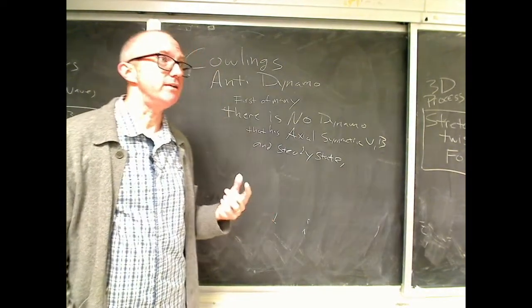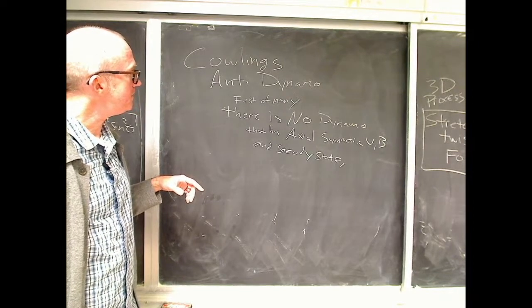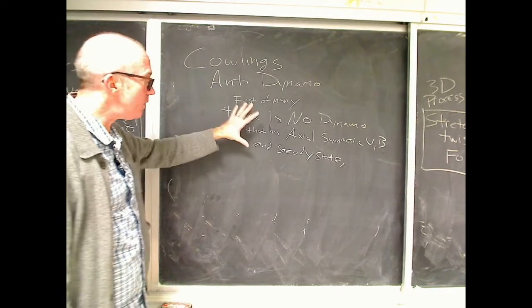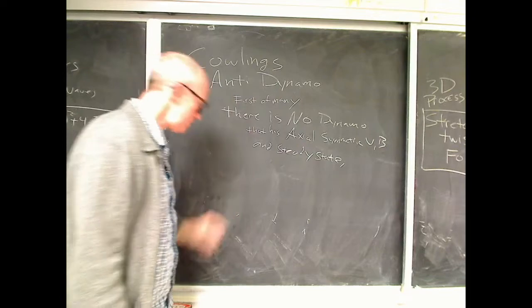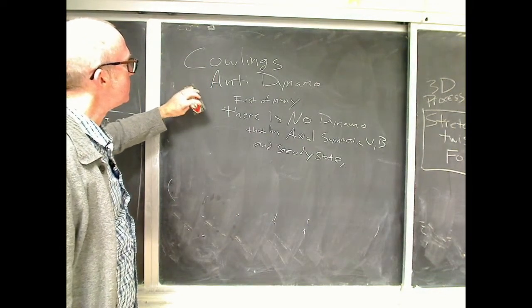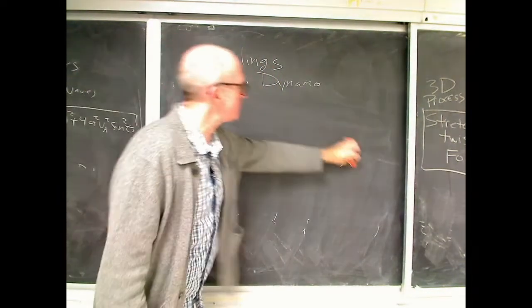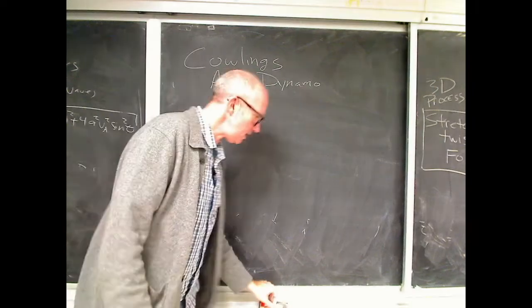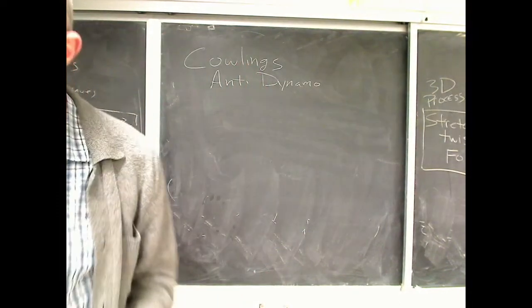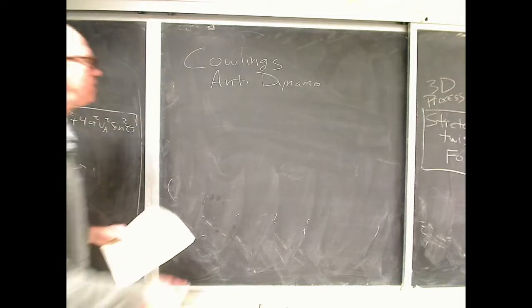That is a pretty round object. But the dynamo that makes it is not axially symmetric. It's not steady state. So this is what Cowling's anti-dynamo theorem says. Well, I'm going to show you this theorem now, and it's relatively painless.